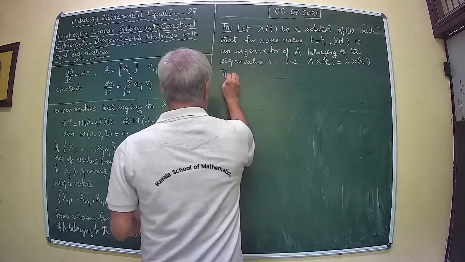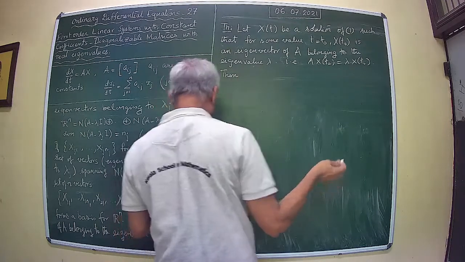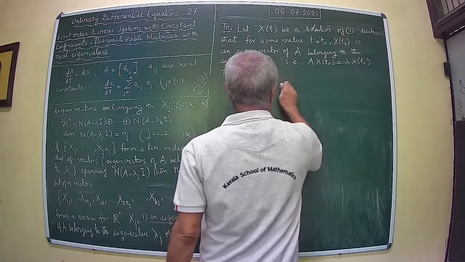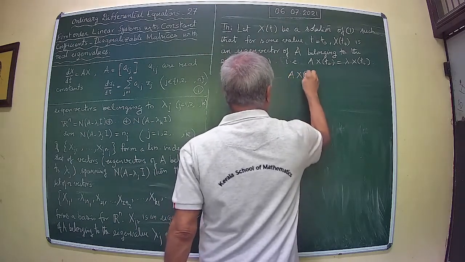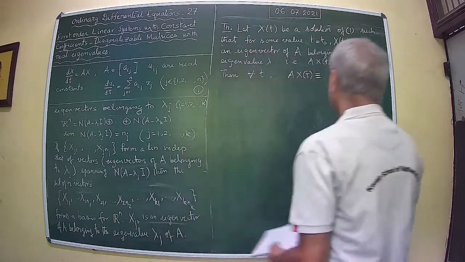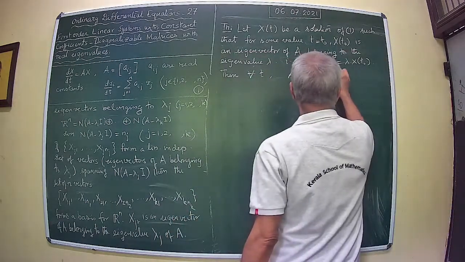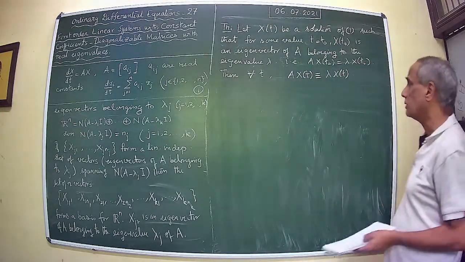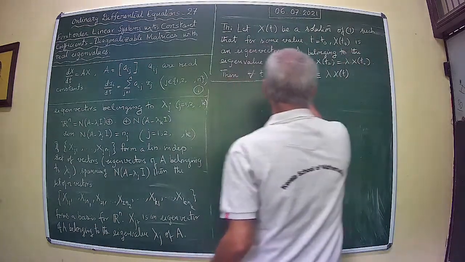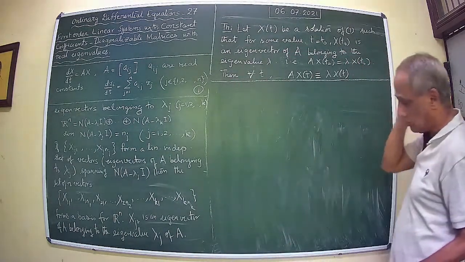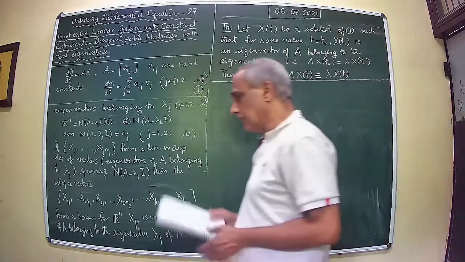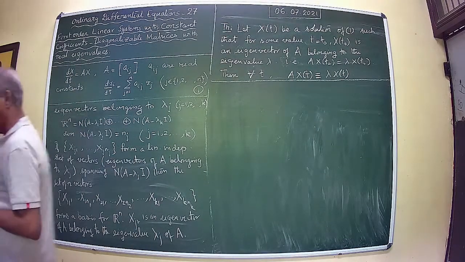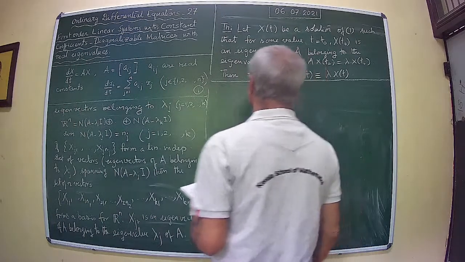Then what we can infer is that for every t, A xt is identically equal to lambda xt. This is a big breakthrough. Okay, and such vectors are called the characteristic solution of 1. So we will prove this first and then make some remarks.